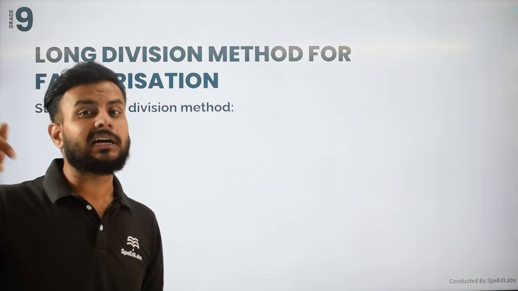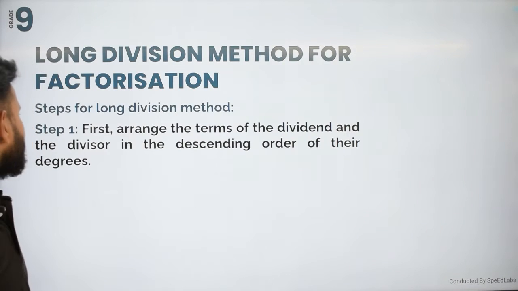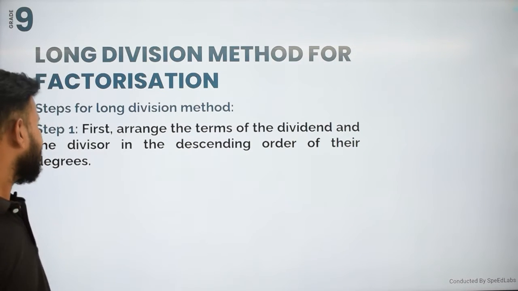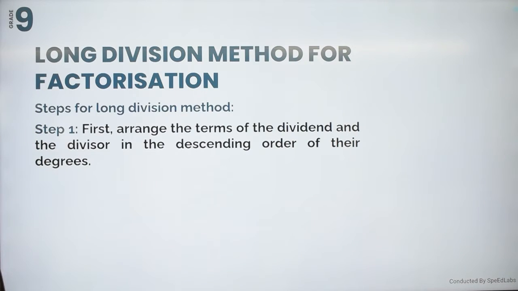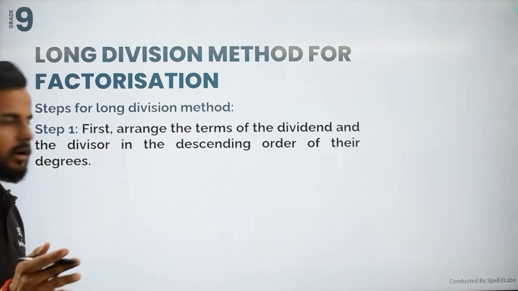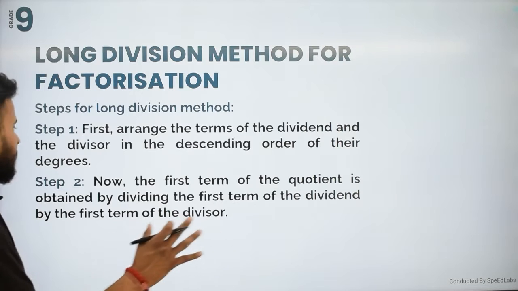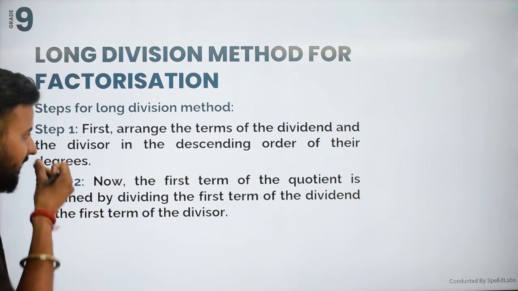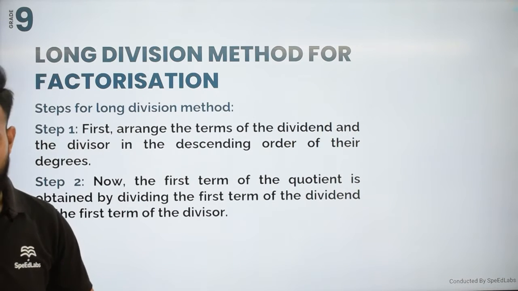It works on the remainder theorem we have learned just previously. So here you can see how it works. In step 1, you first arrange the terms of the dividend and the divisor in descending order of the degrees. After that, the first term of the quotient is obtained by dividing the first term of the dividend by the first term of the divisor.